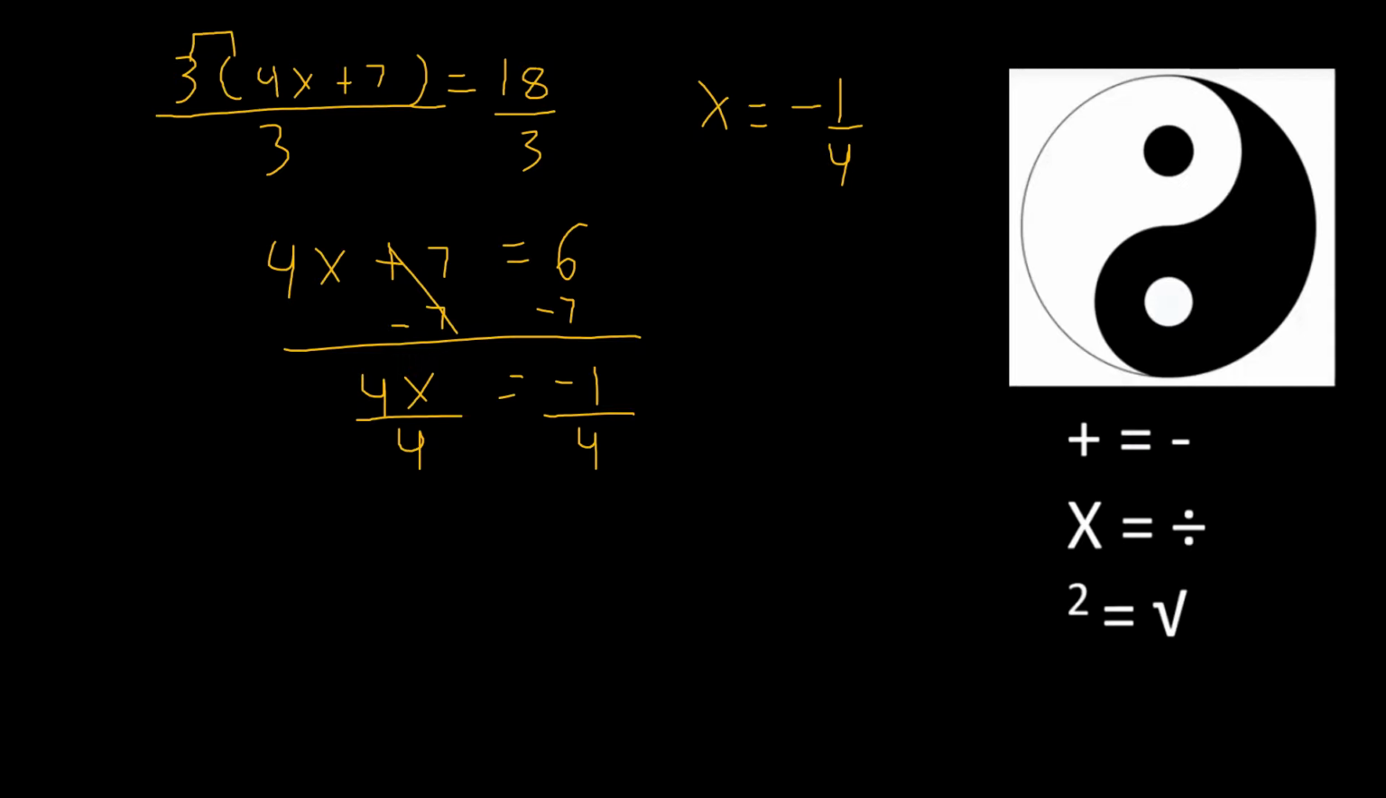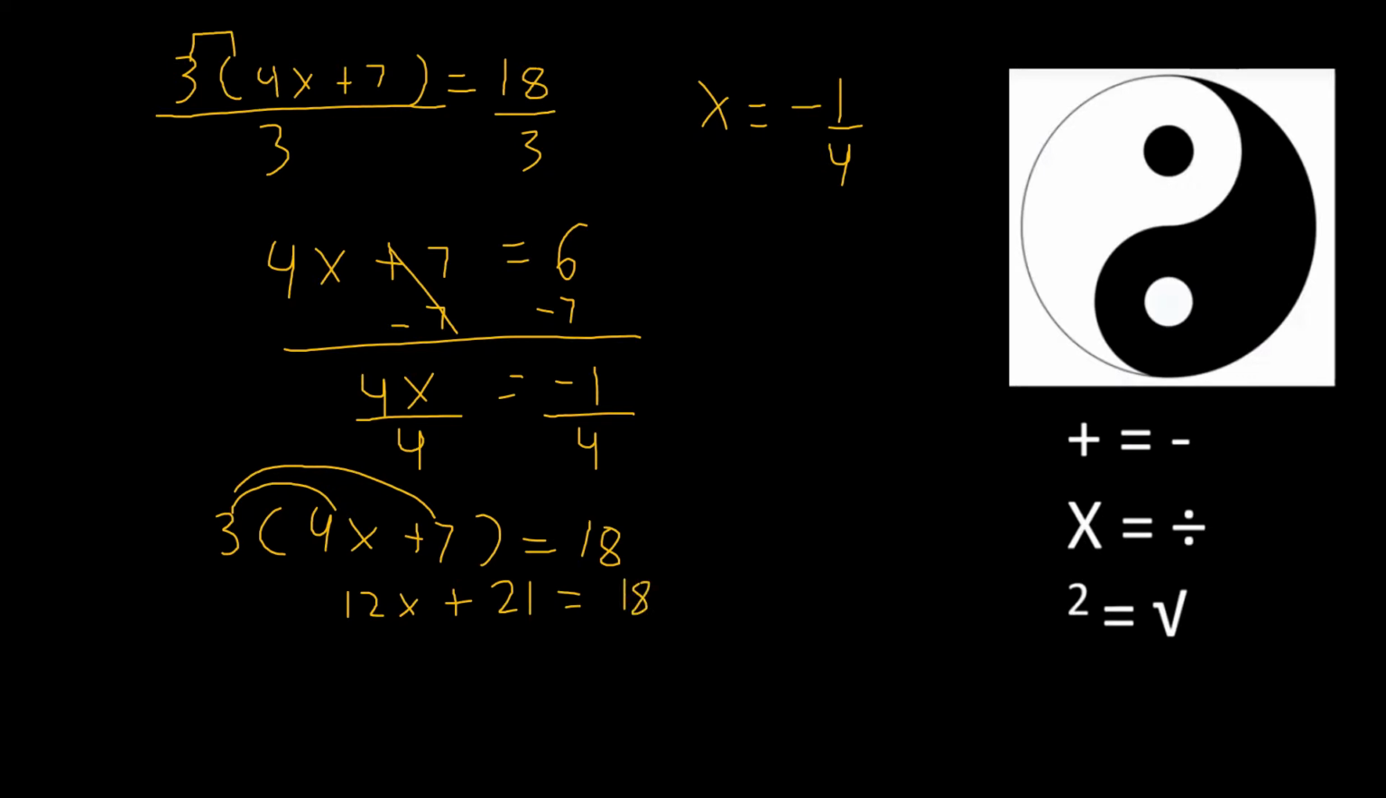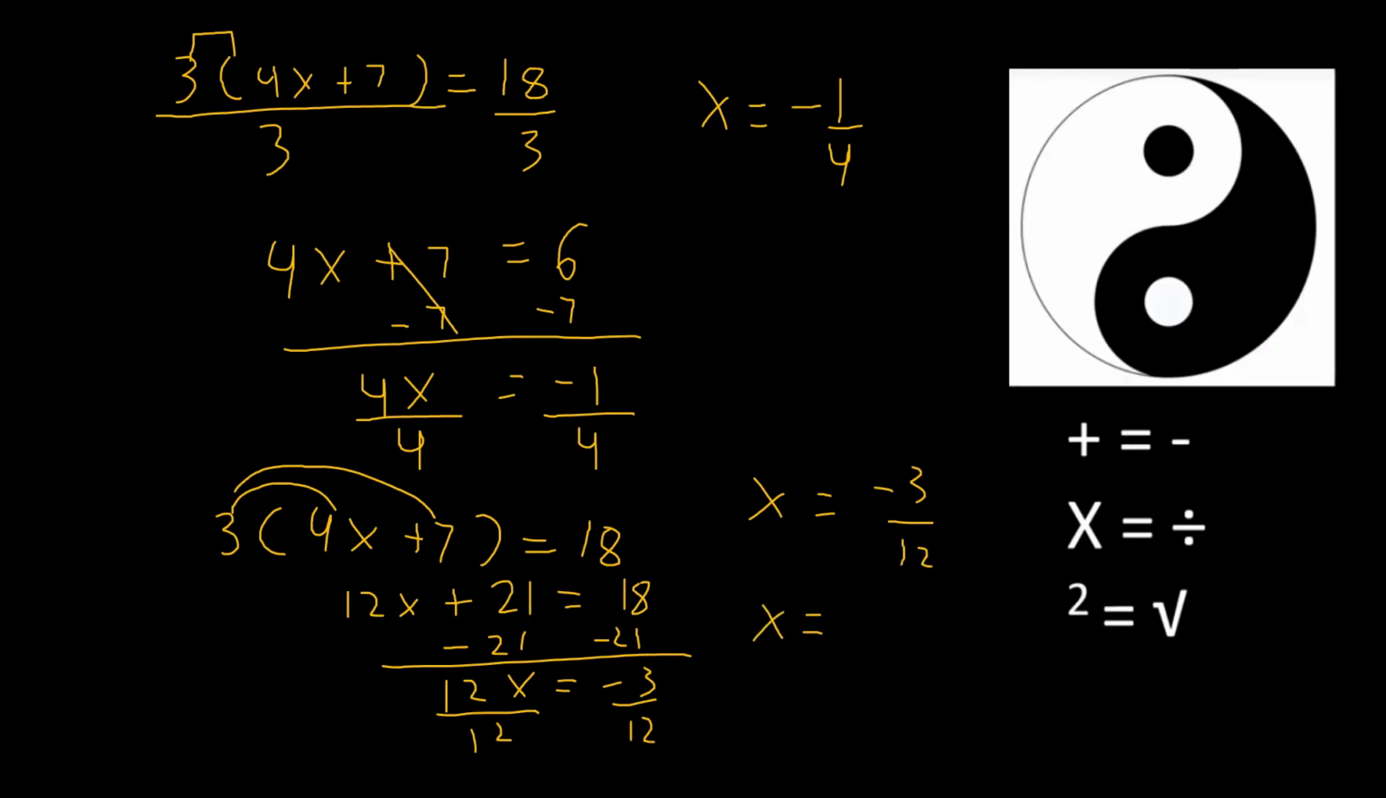The other way that it can be done is I'm just going to go ahead and rewrite it. It's something called distributing. So we could distribute it here and then also right there. So when we distribute it, it's going to be 12x plus 7 times 3 is 21 equals 18. From here, we're going to subtract the 21, which is negative 3, equals 12x. And then we're going to divide by 12, divide by 12, x equals negative 3 over 12. And when we simplify it, we can divide both of them by 3, so it's negative 1 over 4.